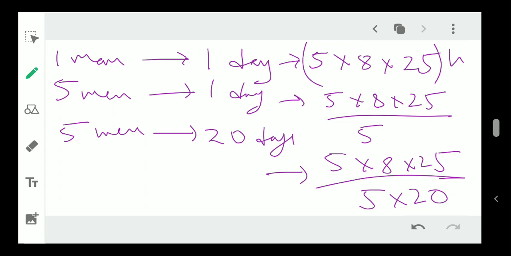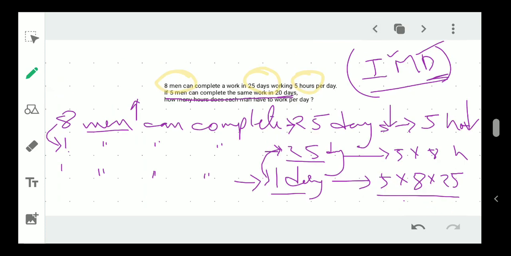This math I will also share with you, because writing is not possible here, so I will do it personally in my copy and share you the picture of this work, how to do this kind of math. So you can see that in case of IMD, you first multiply when you are coming to 1, and then divide when you are coming to some other number.